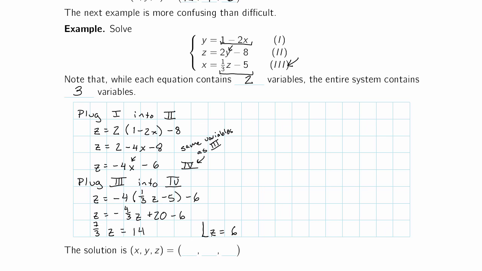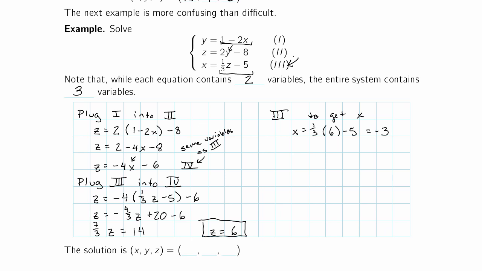Okay. Now I have the value of z. It looks like equation 3 is going to be my easiest way to plug in z and get something else. I'm going to use 3 to get x. So x is going to be 1/3 times 6 minus 5. 1/3 times 6 is 2, minus 5 is negative 3. So my x is negative 3.